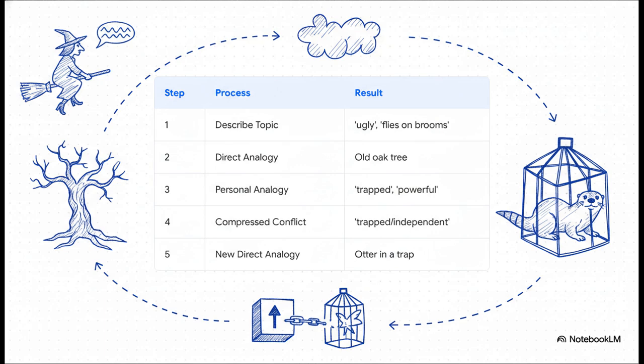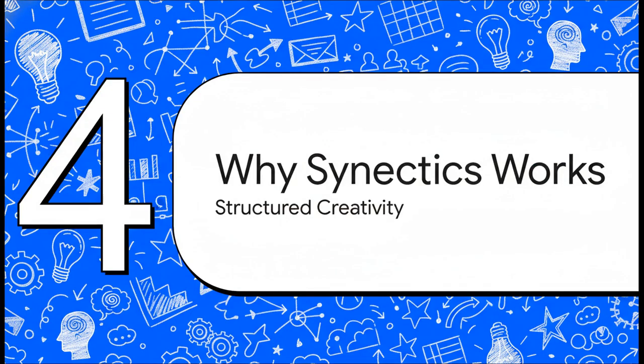This table lays out the entire journey we just took. You can see the step-by-step progression so clearly, moving from the simple, familiar idea of witches all the way to the much richer, more complex metaphor of an otter in a trap. Each step was absolutely essential to bridge that gap. So why does this seemingly strange process work so well? Let's look at the power behind this whole structured approach to creativity.